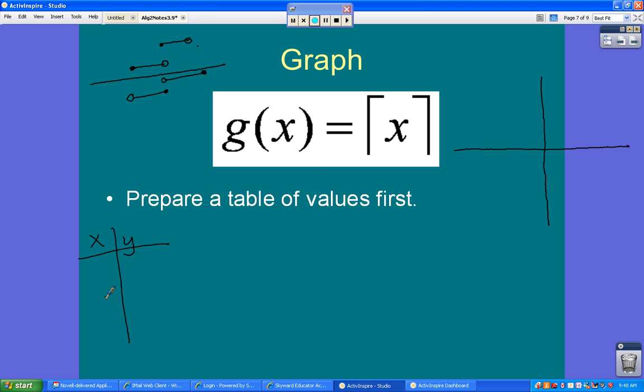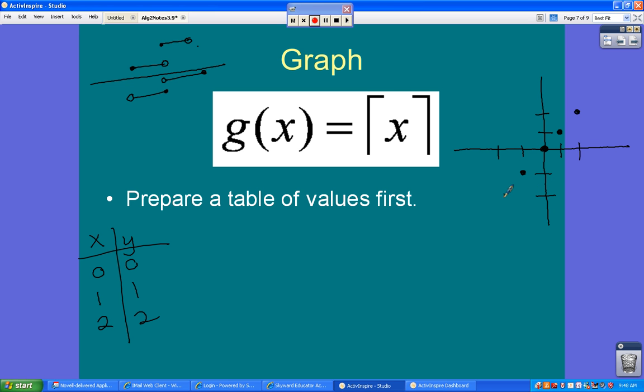If I have 0, 0 round up, still 0. Because you're just rounding it to the nearest integer. It just means drop the decimal. If I have 1, 1 round up, still 1. One more. 2, round up is 2. So you see how the solid dots are going to go. They're going to go right on the y equals x line.